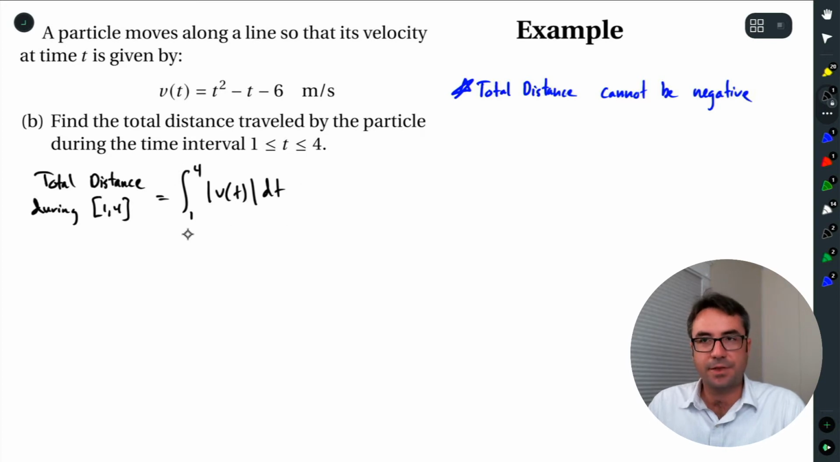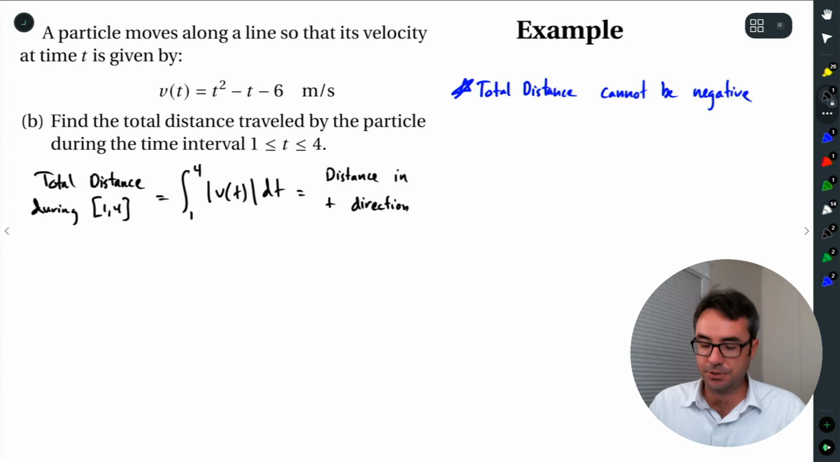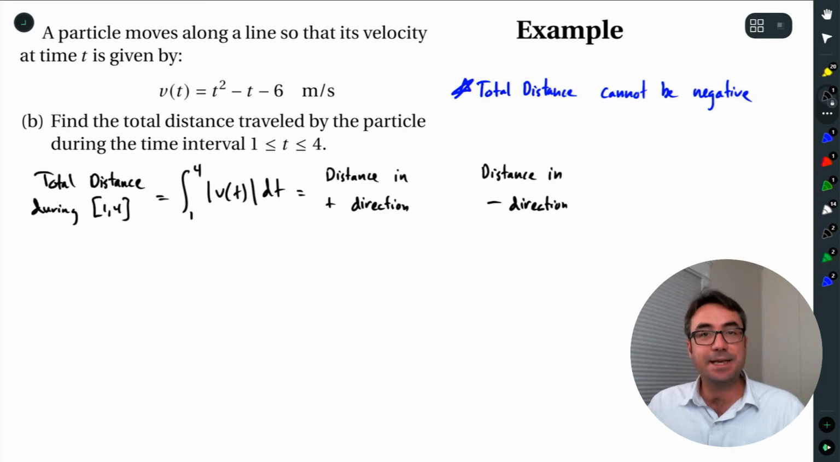The way we're going to work with this is we have to split up our integration into 2 separate calculations. We're going to first figure out the distance that we travel going in the positive direction. Then we'll figure out the distance that we travel going in the negative direction. These will be 2 different distances, and to get the total distance, we add these results together.